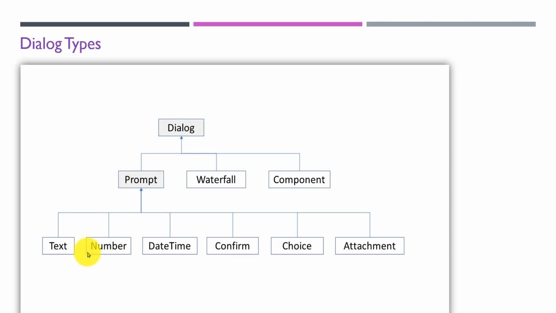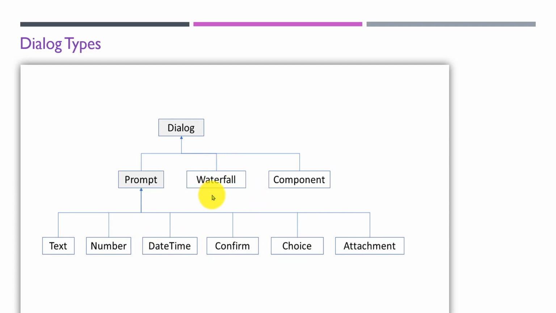For example, if the user enters a phone number, let's say a 10-digit number is required. If the user enters 8 digits, we can check the number of characters they entered, validate it, and throw an error message to the user saying it is an invalid phone number. That is custom validation. We'll see it later in this tutorial series. Like that, there are different types: date and time, confirm, choice, attachments, and so on.